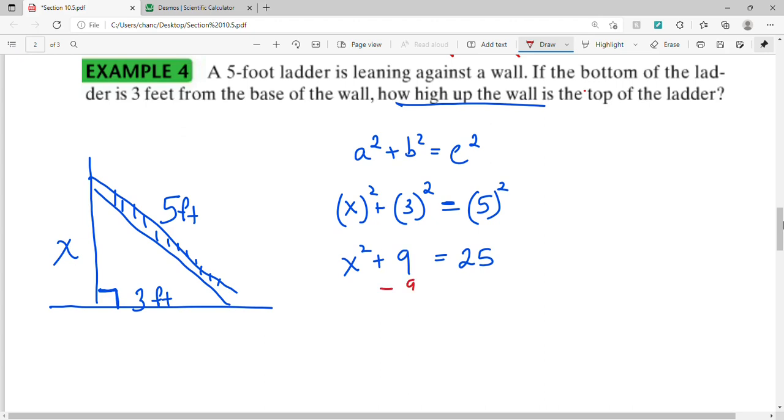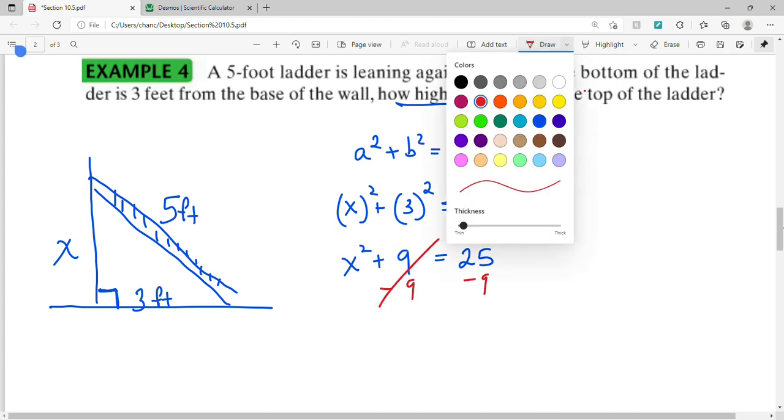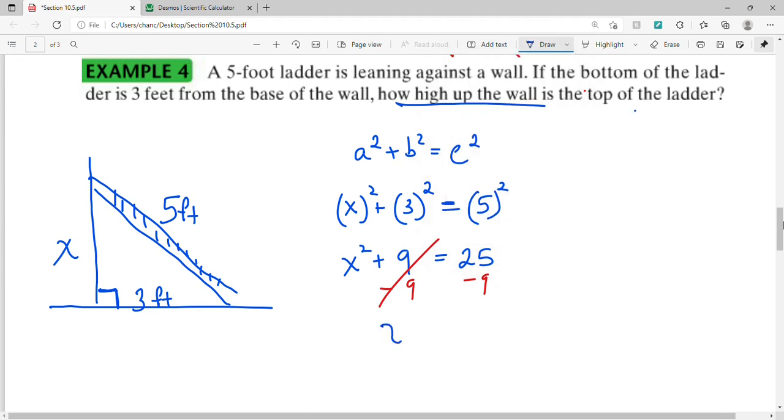We'll subtract 9 from both sides now to solve for x. And so this gives me x squared is equal to 25 minus 9, which gives me 16. Take the square root of both sides. Don't forget that plus or minus. In the end, we're actually just going to take the positive. And so we have x is equal to the square root of 16, which is 4.